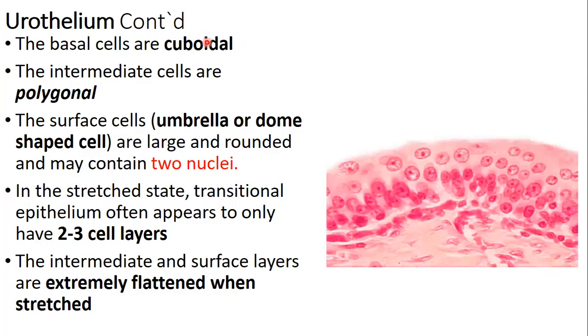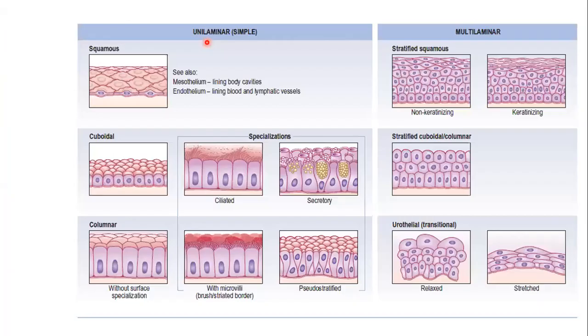So we are done with classification of epithelium based on number of layers and also based on the shape of cells. Now, let's look at the third system. Classification of epithelial tissue based on apical or surface specialization. Now, when it comes to specialization, our focus is on cilia and microvilli.